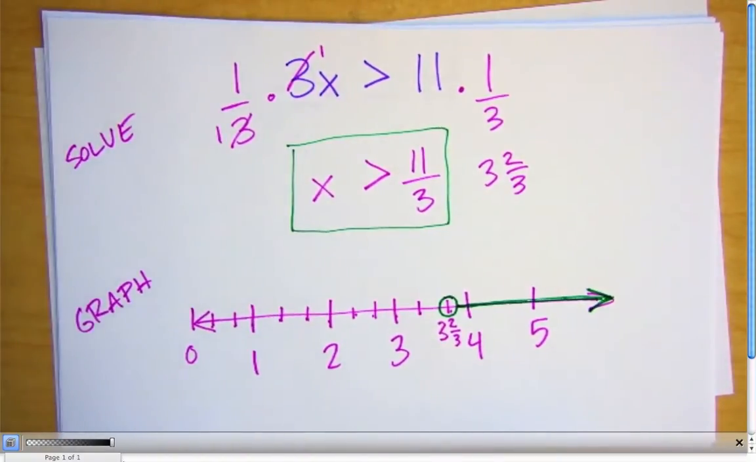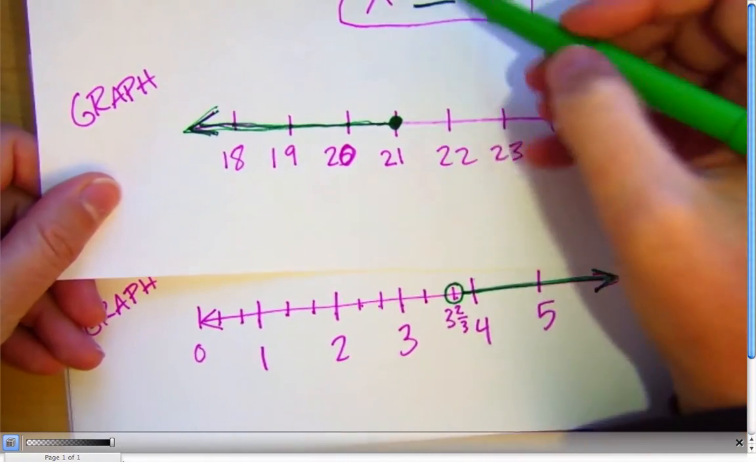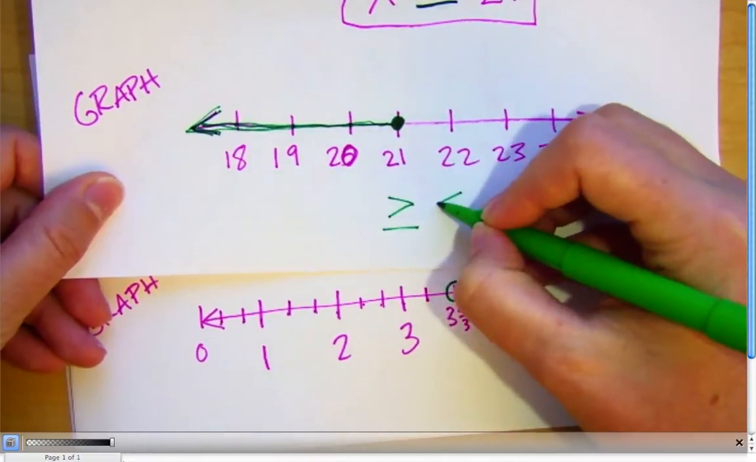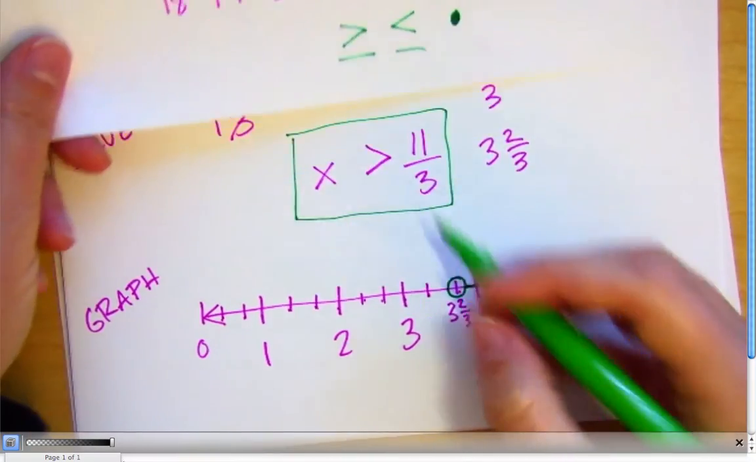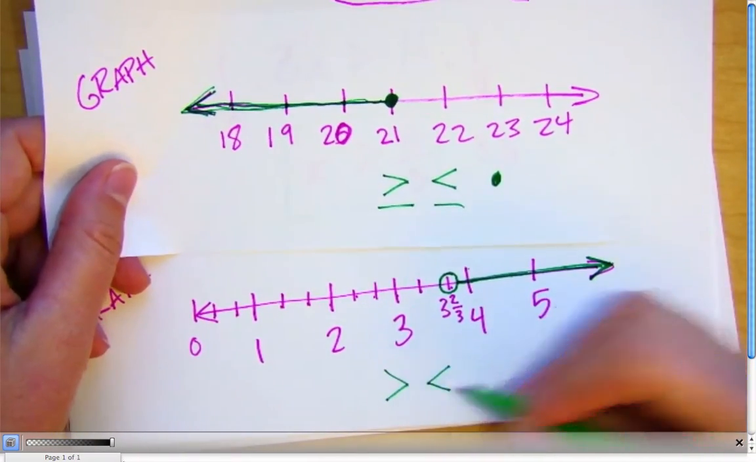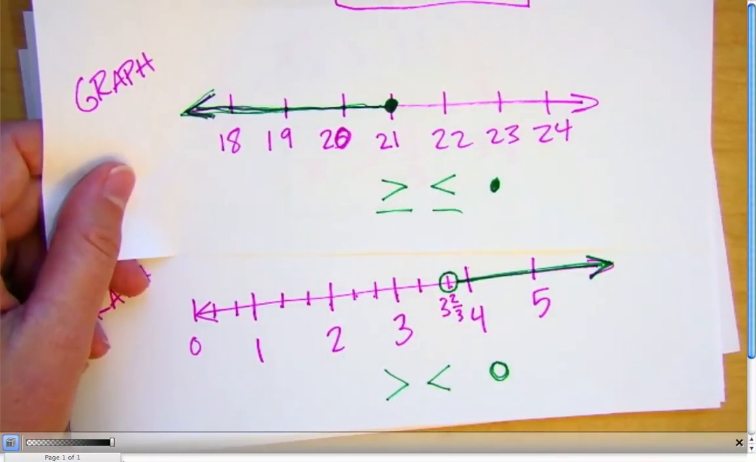So the only thing with the graph is you've got to decide, am I doing a solid dot or an open dot? A solid dot goes when you have the equal sign underneath. So one of those symbols or one of those symbols is a solid dot. The open dot goes when you don't have a line. So greater than or less than with no line would be an open dot. So that's the difference between the different kinds of dots.